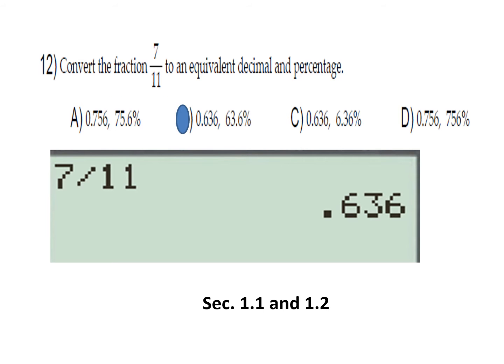And there's an example that you would have seen in sections 1.1 and 1.2. Take 7/11, convert it to a decimal. There it is, 0.636. To a percentage, take the point and move it 2 places to the right. So there it is between the 3 and the 6. Multiplying by 100 moves the decimal point 2 places to the right.